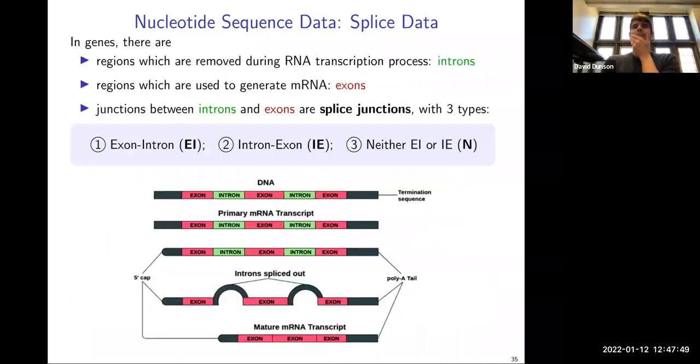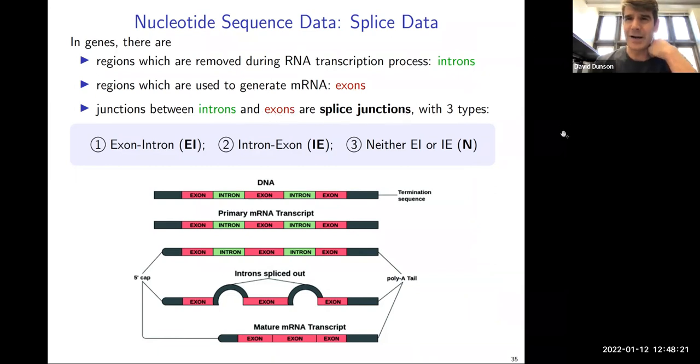Okay, and so we have this example. We've also applied it a lot to these ecology examples, but those are more complicated to present. So I'm going to focus on this publicly available nucleotide sequence data, which is called the splice data. There are regions which are removed during our RNA transcription process, introns, and regions which are used to generate mRNA, exons, and then there are junctions between introns and exons, which are splice junctions.